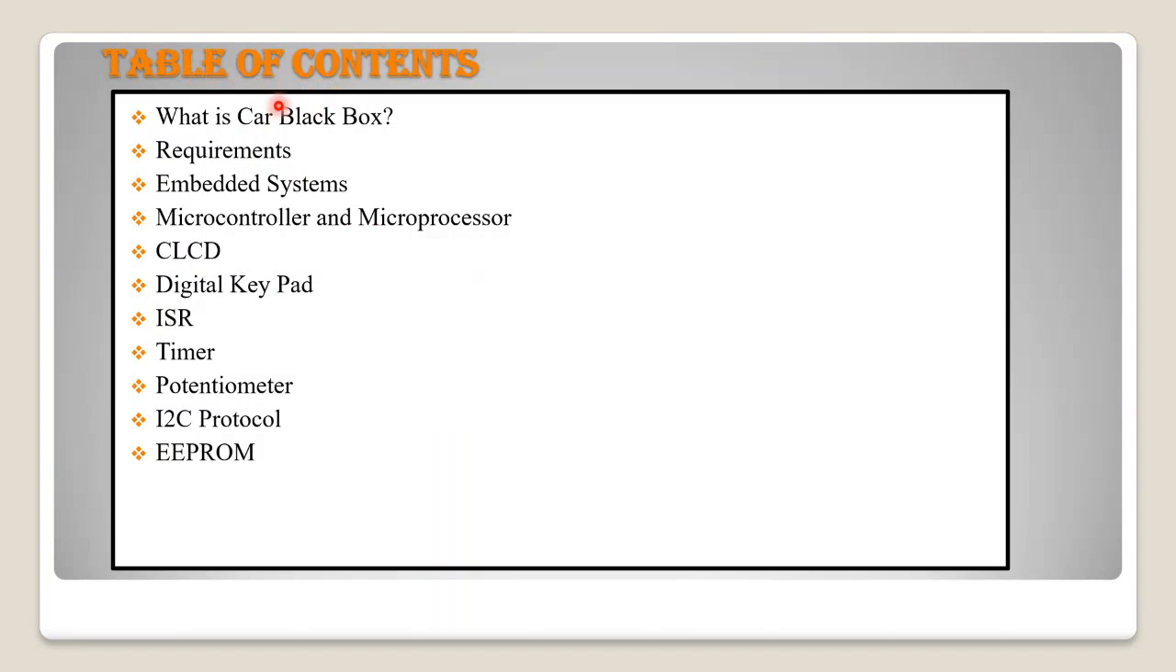Table of contents. What is Core Black Box? Requirements, embedded systems, microcontroller, microprocessor, CLCD, digital keypad, ISR, timer, potentiometer, I2C protocol, EEPROM.